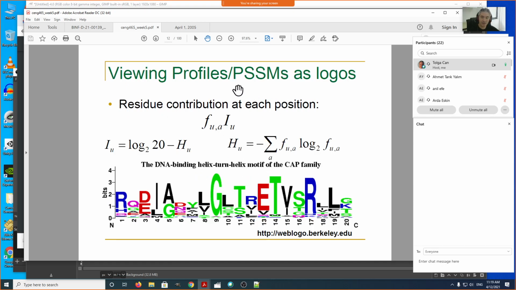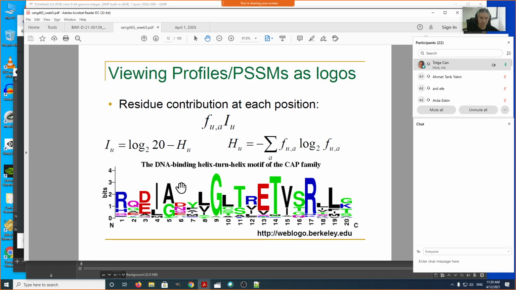One way to view this profile, or position-specific scoring matrices, is as logos. These are also called sequence logos or web logos. You can go to weblogo.berkeley.edu, and there's also a Python package, logo or sequence logo, something like that. We actually use this in our application note that is going to appear in Bioinformatics soon.